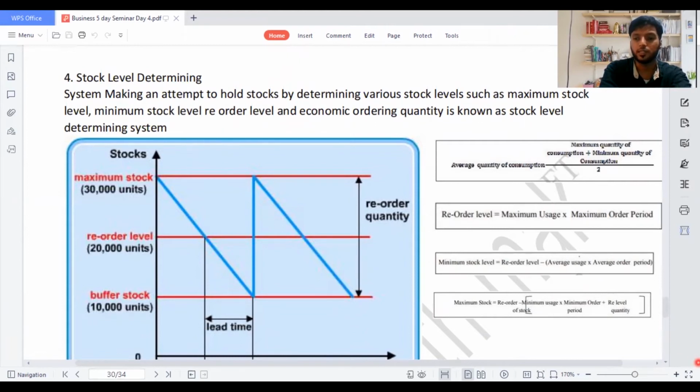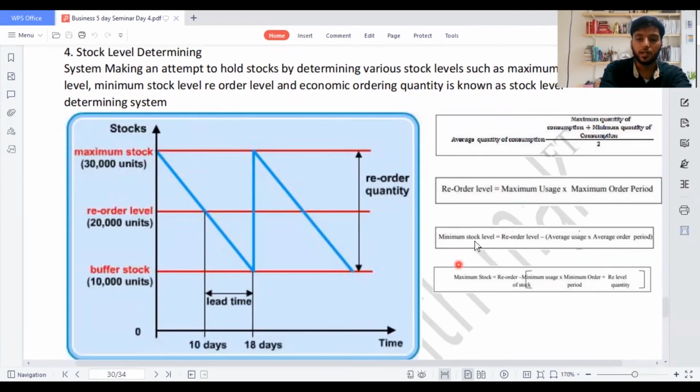Now you might see here there are a few formulas given. You need to learn these by heart. There's no other way, guys. Average quantity of consumption: you take maximum quantity of consumption plus minimum quantity of consumption, divided by 2. Reorder level is equal to maximum usage into maximum order period, and minimum stock level is equal to reorder level minus average usage into average order period. Maximum stock is equal to reorder level minus minimum usage into minimum order period, plus reorder level quantity.